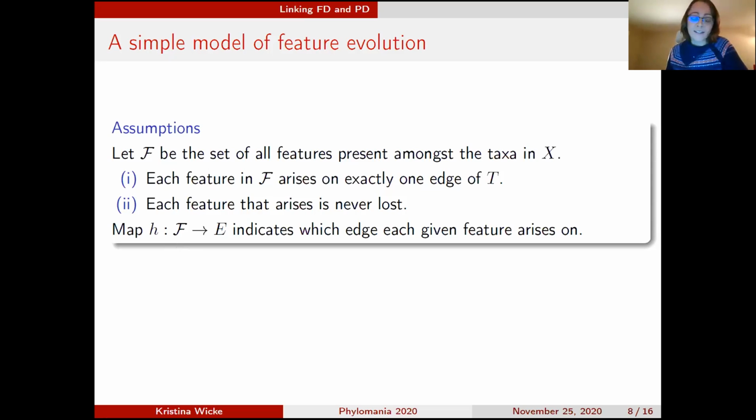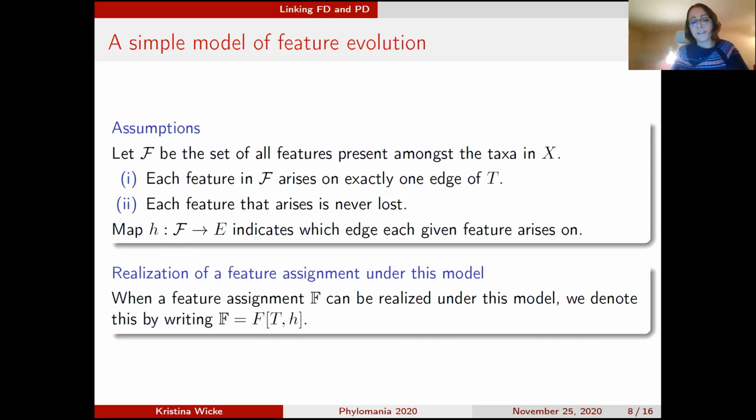And this is, as I said, of course a very simplistic model, but whenever a given feature assignment, so a given collection of feature sets for our species, can be realized under this model, we denote it by writing that F equals F_H.